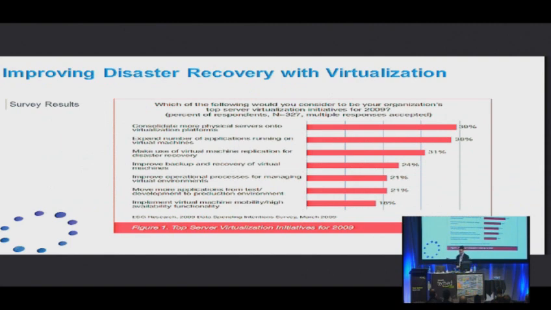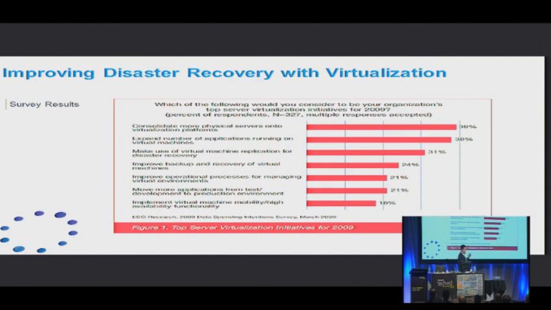So Citrix released Essentials for Hyper-V a little over a year ago. At the time, we looked at how we can enhance and extend Hyper-V, and this is one of the graphs that we looked at in that process. I don't know if you can see the detail, but it was taken in March of last year. It was a survey with over 300 respondents, and the question was, what are your key virtualization initiatives for 2009?